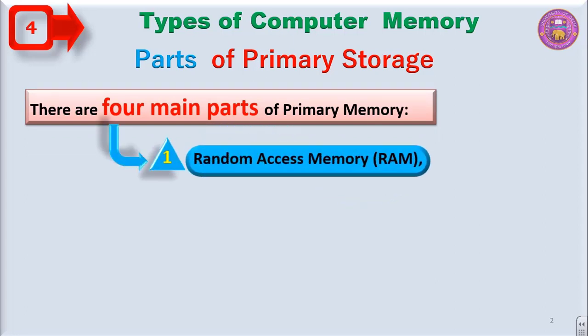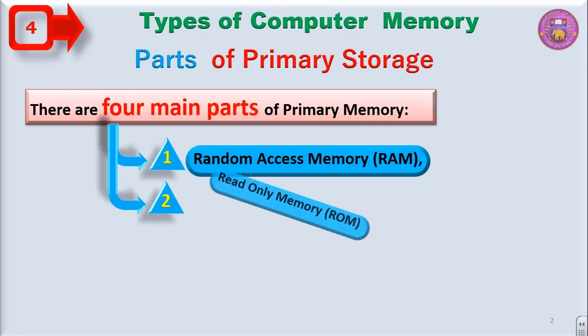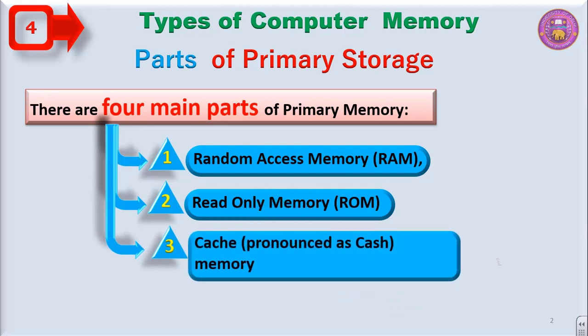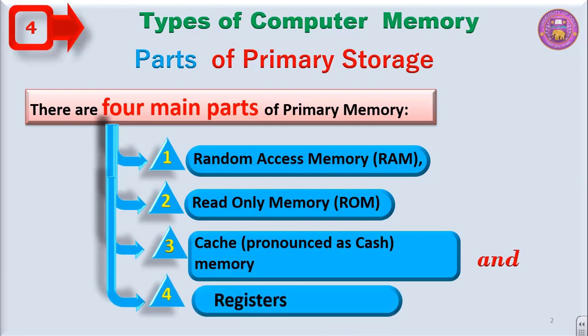The first part is random access memory, that is RAM. Second part is read-only memory, that is ROM. The third part is cache memory, and the fourth part is registers. In this particular video lecture, we will focus on cache memory.